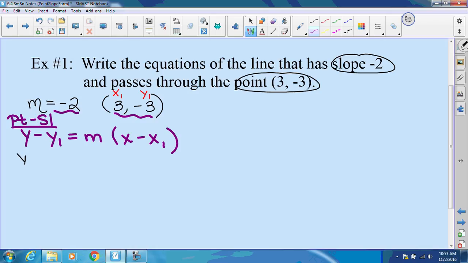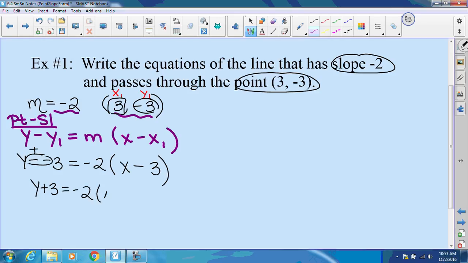So we're going to write y minus my y1 of my point was -3 equals my m is -2 parentheses x minus my x coordinate of my point is 3. And this is going to be my answer. The only change I'm going to make is that this minus a negative or double negative should turn into y plus 3 equals -2 parentheses x minus 3. That is my answer in point slope form. So notice when you have it in point slope form, you're going to have your parentheses in your answer.